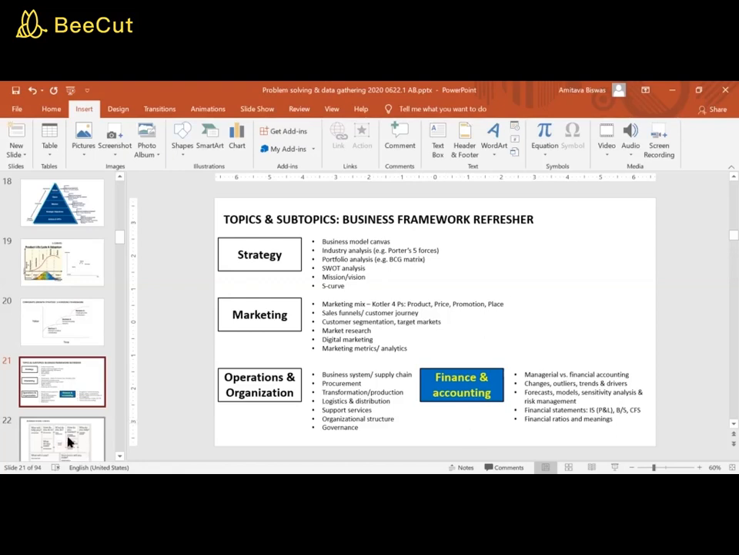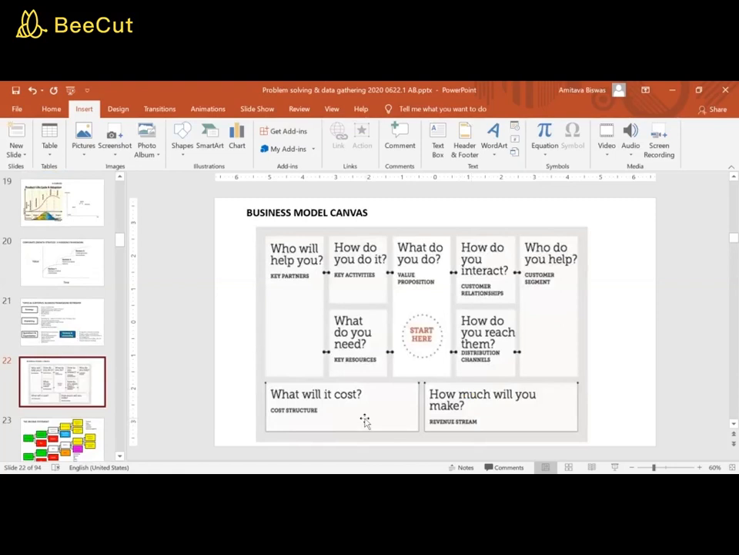In the business model canvas, right, you see this down here, right? So the strategy that we're talking about was the middle here. This is where you want to start, right? The next place we go to is, all right, what's this going to cost? How much are you going to be making? That's the bottom part of the business model canvas.